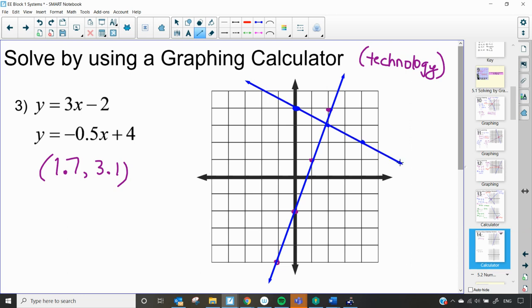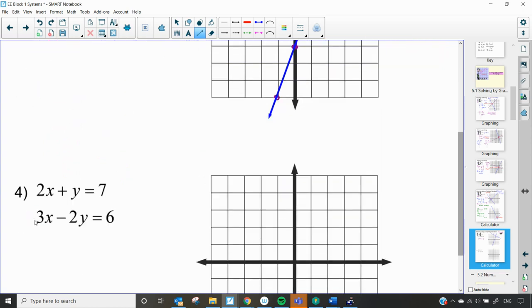And so you'll notice that there is an intersection point, but it's not right on a clear line, but 1.7 and 3.1. Let me see. Yep, so just a little bit above 3.1 and just a little bit below the 2 there. So again, when it's not nice numbers, we can't be accurate when we're graphing by hand.